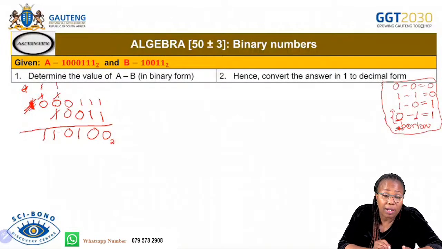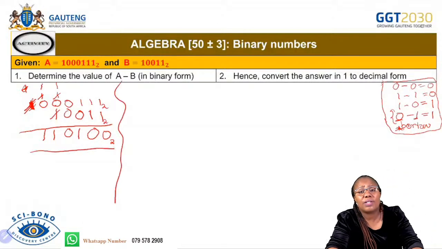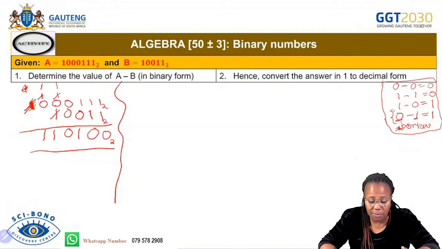You can now bring down your bases now. This was base 2, base 2. That is the binary solution for that particular subtraction. That is your technical maths. It's so special. This topic is only for you technical mathematicians.